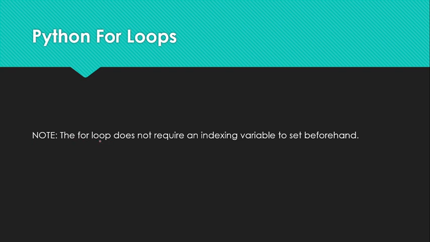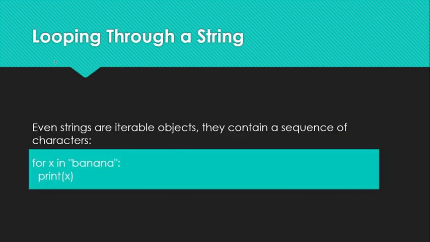Note the for loop does not require an indexing variable to be set beforehand, because why? Because why not? Even strings are iterable objects. They contain a sequence of characters. Now for x in banana, which is a part of the list, then it has to print x, which prints banana.